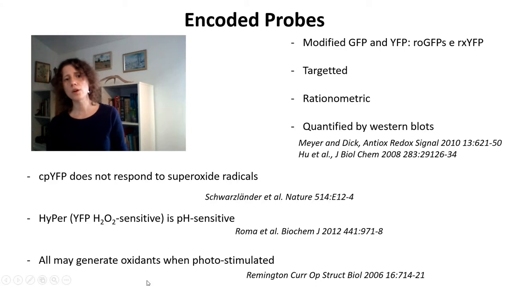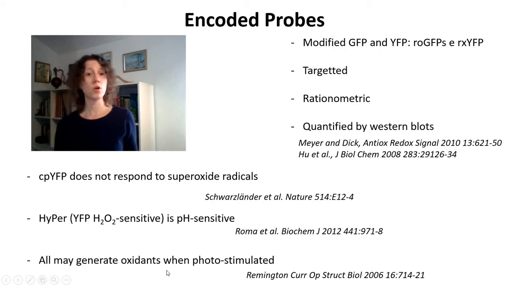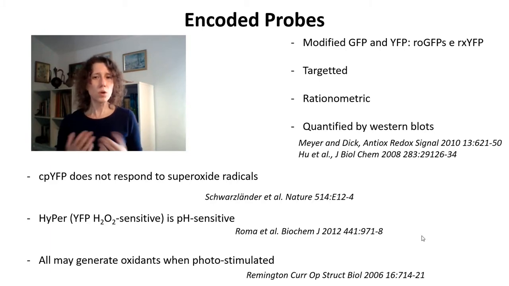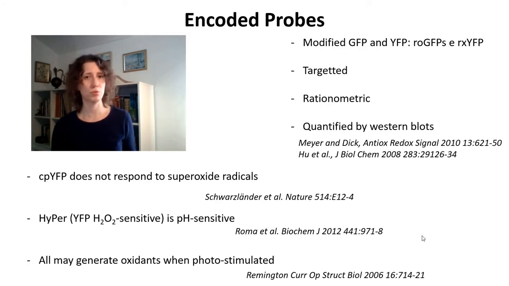Finally, remember that any redox-sensitive probe may generate oxidants, especially when it's photostimulated, when you're measuring its fluorescence under a fluorescent microscope, for example. So these probes are interesting, but again, they have some problems, and you always have to keep in mind that when measuring something as reactive as reactive oxygen species, you will have more artifacts, and therefore you do have to be more careful.